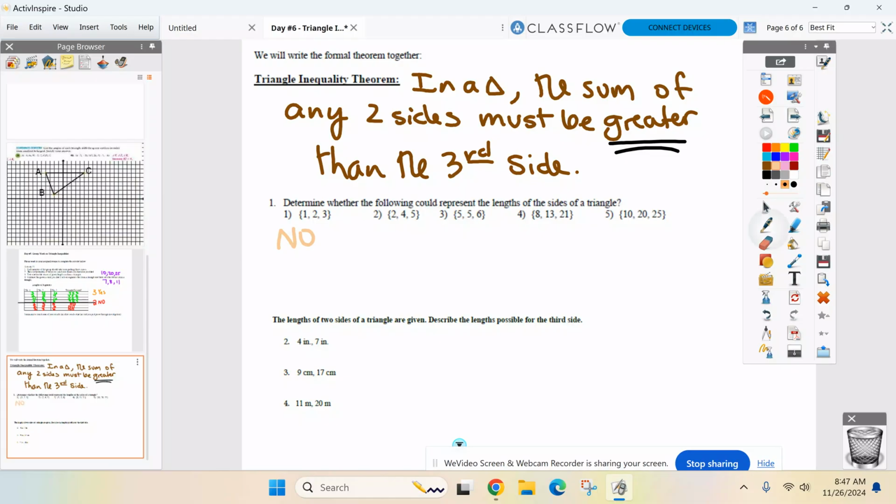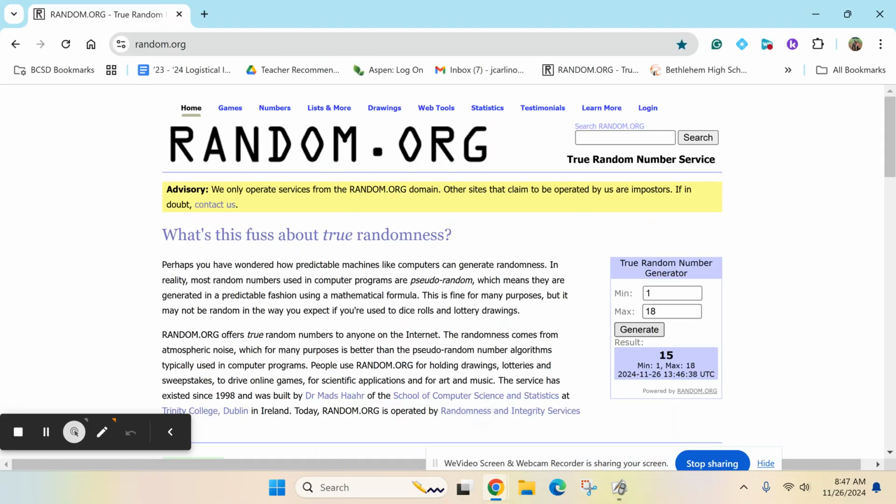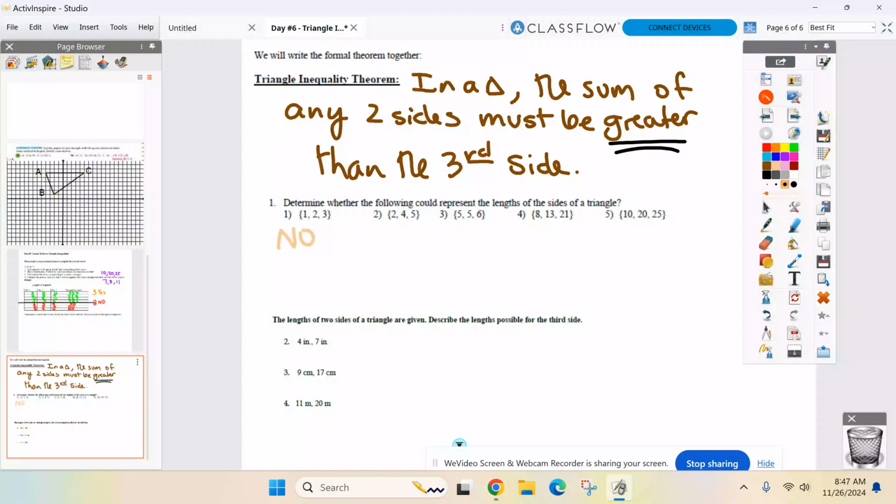How about 2, 4, 5? Will that form a triangle if I have sides 2, 4, 5? Izzy, 2, 4, 5? That will work. Yep. You add any combination of two sides, always bigger than the third.